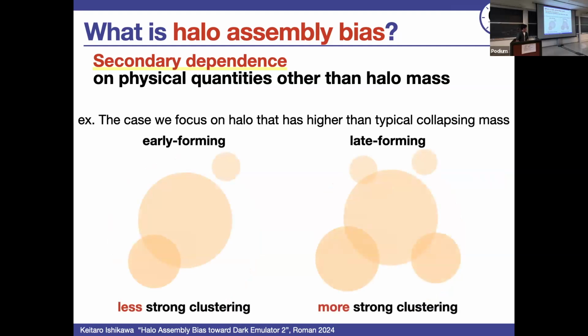An early forming halo is a halo where the sharpness of the initial density field is large, that is, high concentration, and it can easily collapse without the help of the surrounding environment. Therefore, the amplitude of clustering will be small. On the other hand, a late forming halo has a low curvature of the initial density field, that is, low concentration, and can only collapse after the surrounding environment has grown to a certain extent.